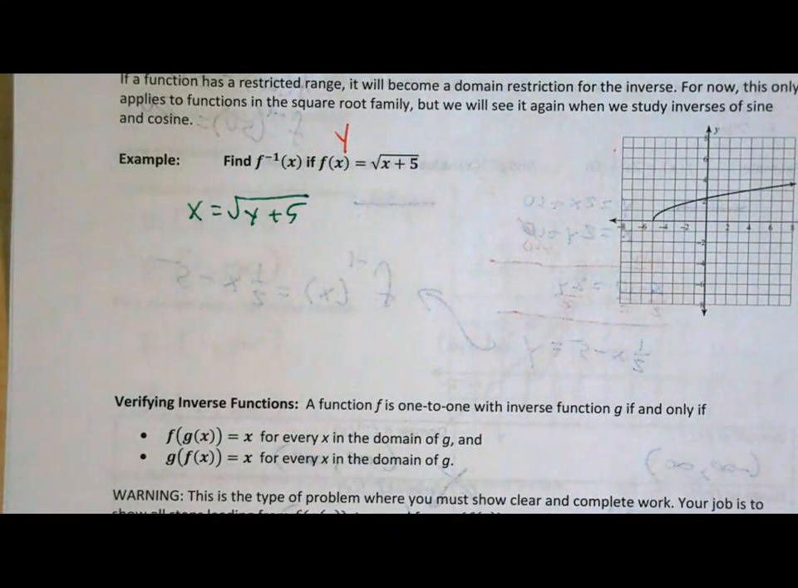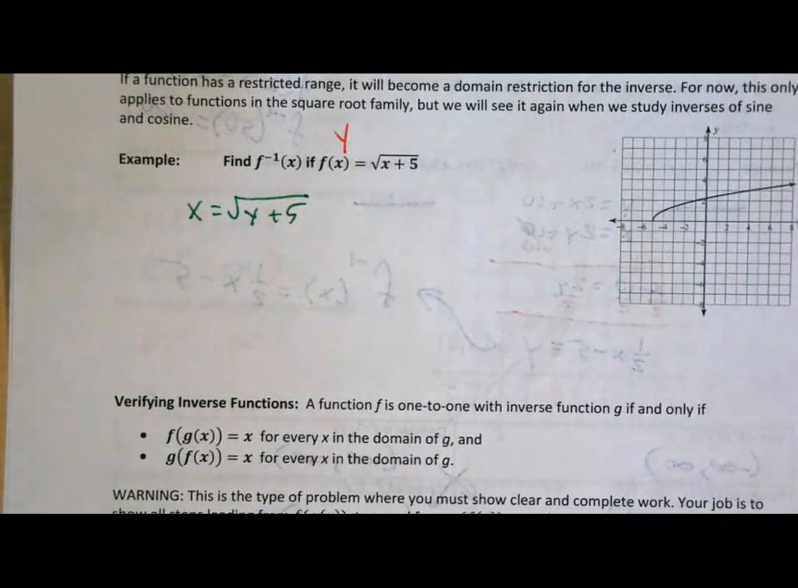How are we going to get that y by itself? Well, we're going to need to get rid of that square root. I think we'll probably end up squaring both sides.